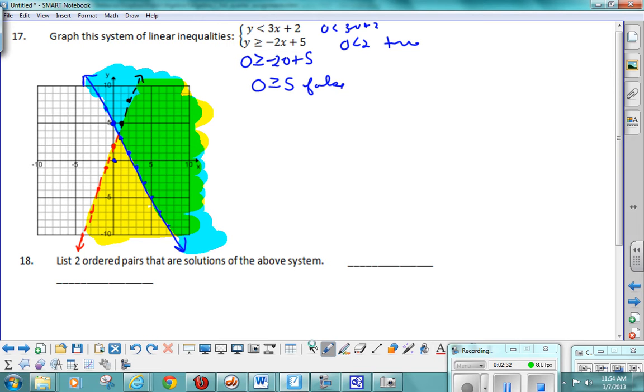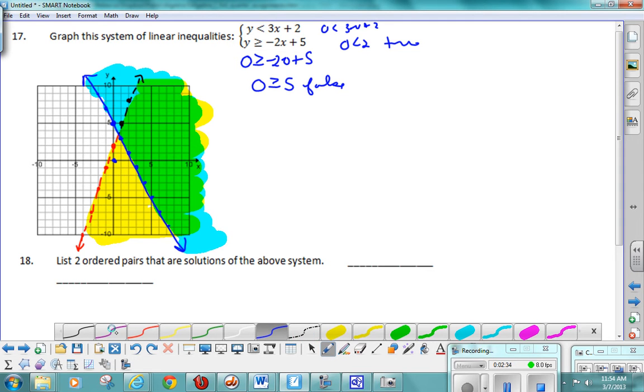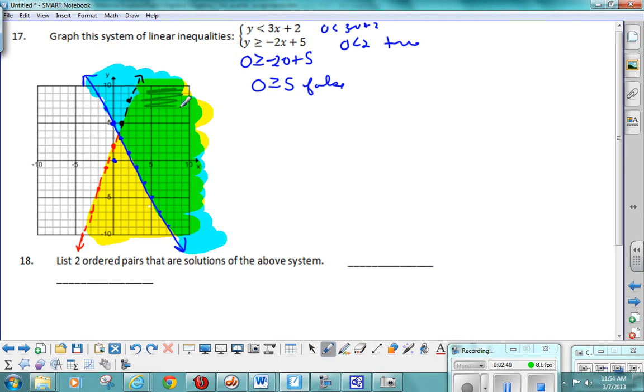So my answer is where my double shading occurred. So you really make sure that you color in this side. I do it like the yellow and blue make green. So that's my final answer.